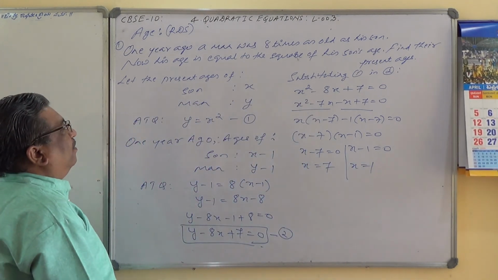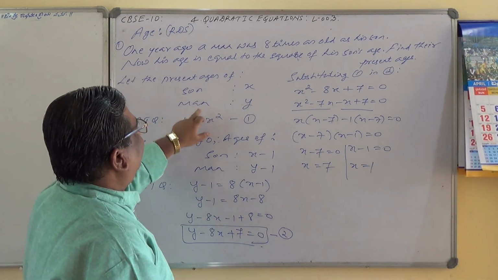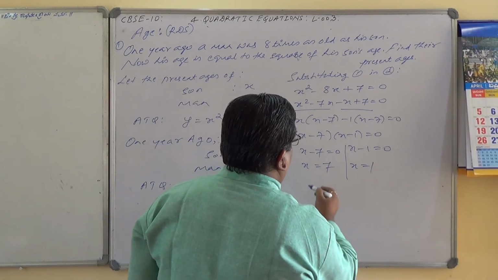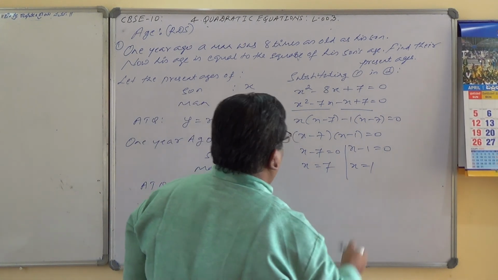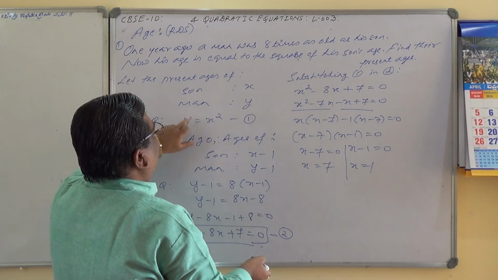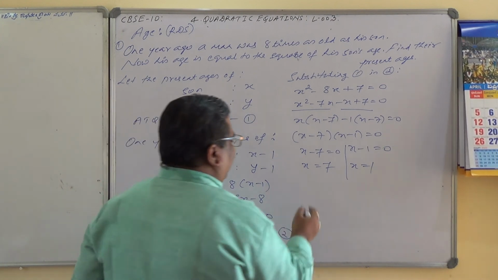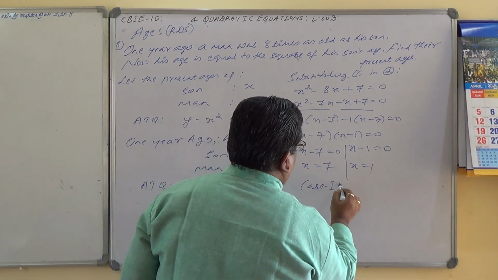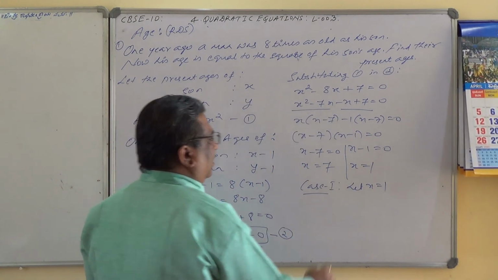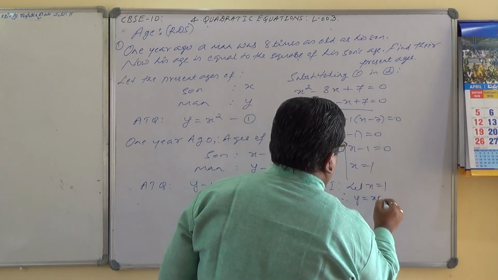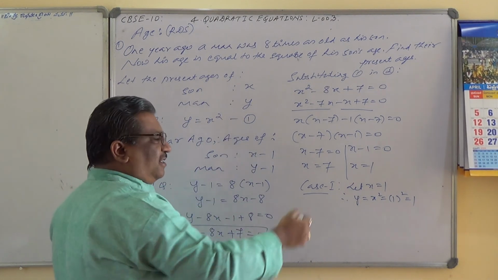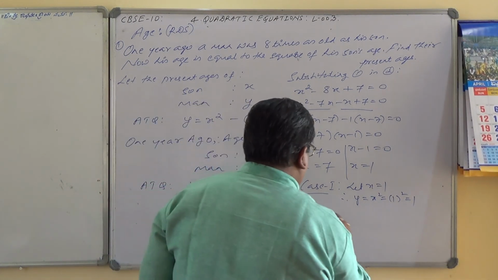Now, what did we assume? Son's age be x here, man's age be y here, isn't it? So, which one will we take now? X is equal to 7 or x is equal to 1? See, if x is equal to 1, then man's age will be y is equal to x square. Listen very carefully. Case 1, let x is equal to 1, means son's age is 1. Therefore, y equals x square, which is 1 square, which is equal to 1. Meaning, both son's and man's age is equal to 1, which is not possible.